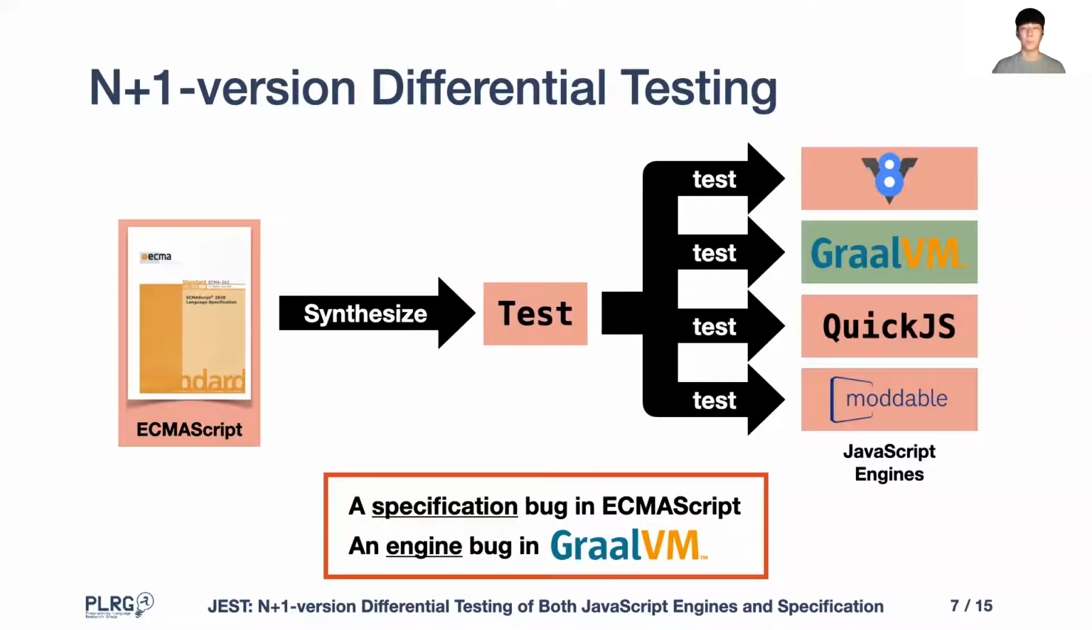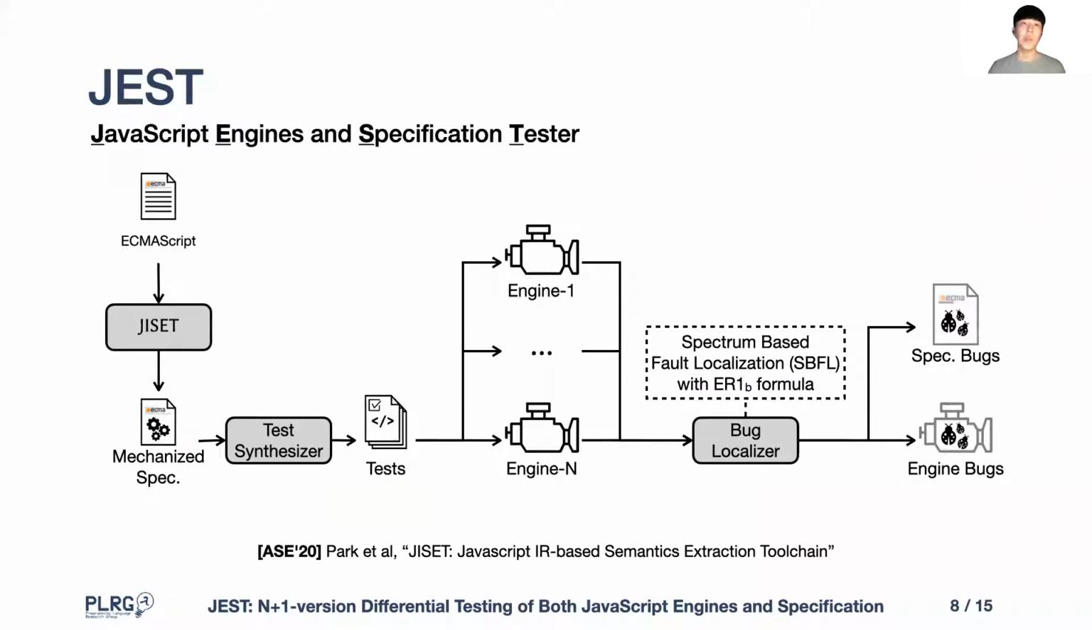To actualize N+1-version differential testing for JavaScript, we developed a tool named JEST, a JavaScript Engines and Specification Tester, and this is its overall structure. JEST utilizes another tool named JISET, which extracts a mechanized specification directly from ECMAScript. Thanks to JISET, we can mechanically handle syntax and semantics described in ECMAScript, even though it is written in English.